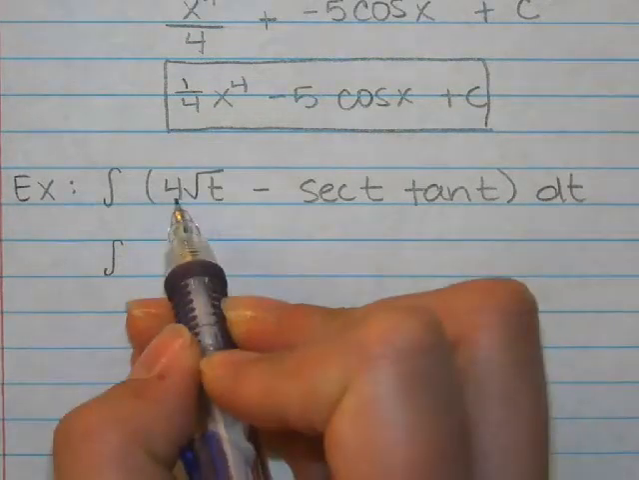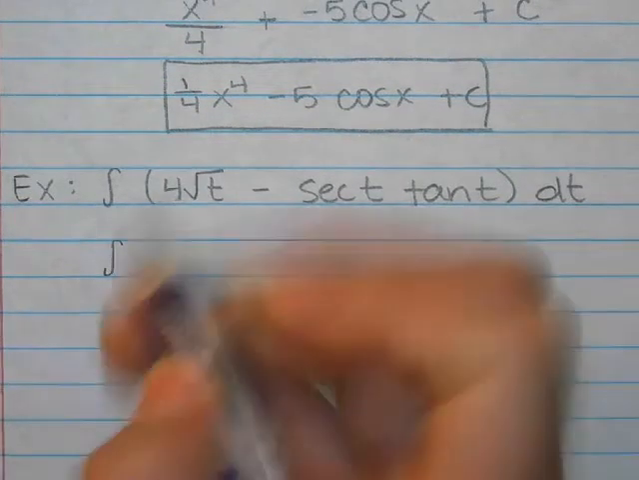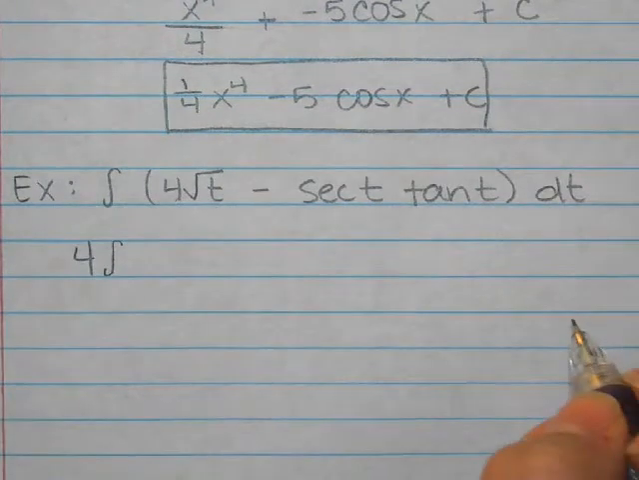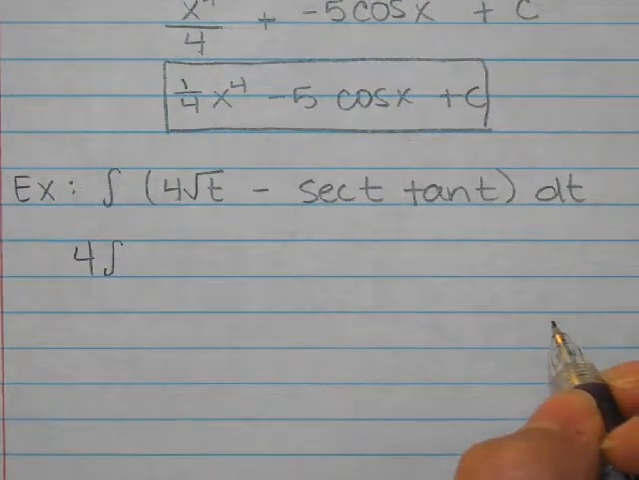So what I'm going to do is take the coefficient of 4 and pull it out to the front, because one of our properties said that we can take coefficients and move them to the front and just let them kind of hang out.